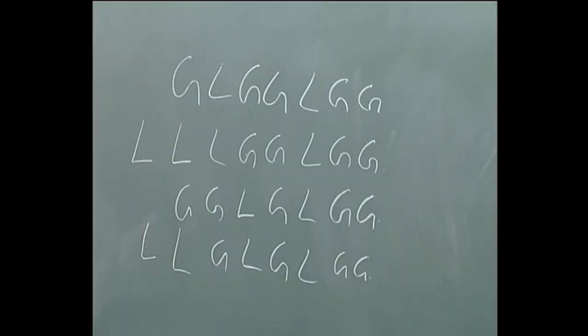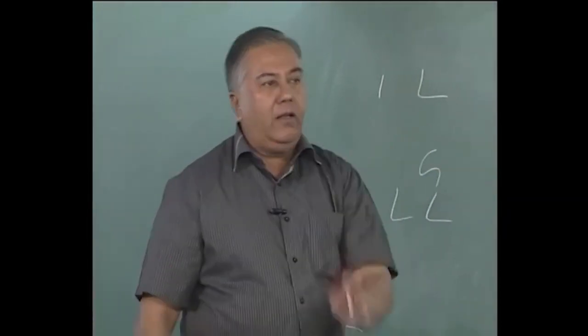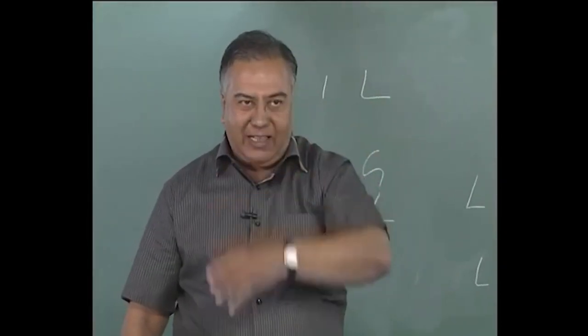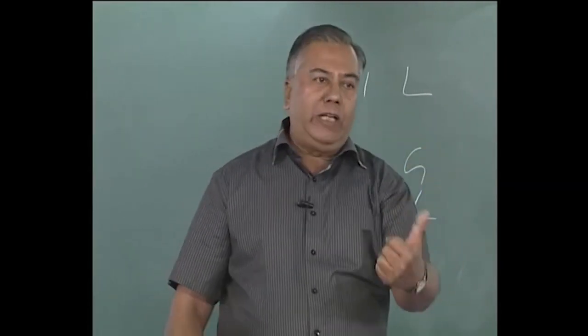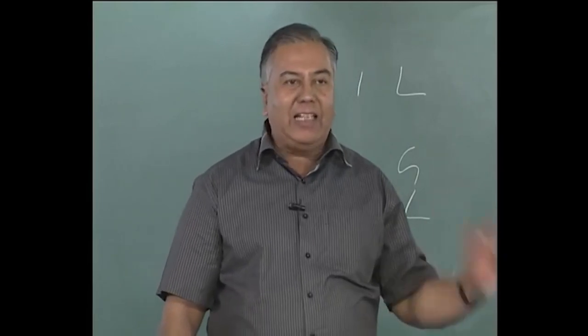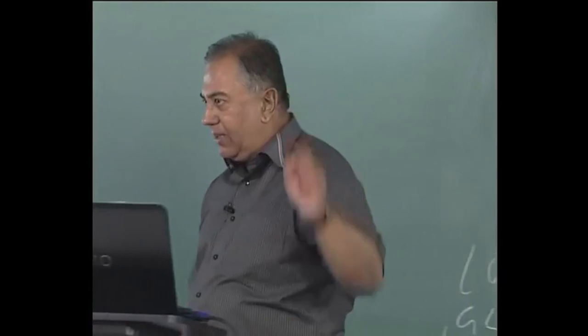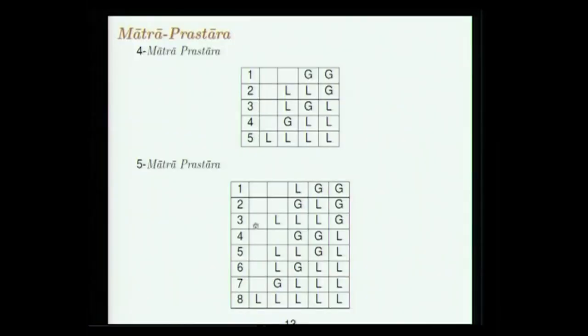So, the rule is the same as in the case of varnavritta. Start scanning from the left. When you encounter a G, put an L below. Bring down the syllables to the right as they are. In the left, put as many G's as possible. And if necessary, add an L such that the total number of matras is fixed at the number of matras for which you are doing prastara. So, the 5 matra vritta prastara is like this.